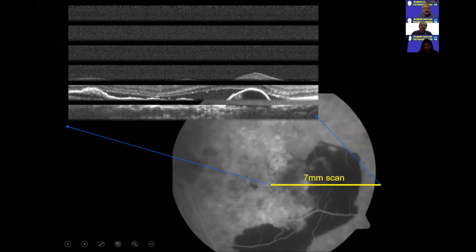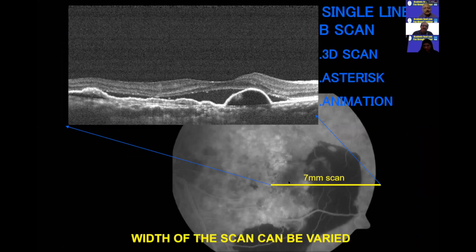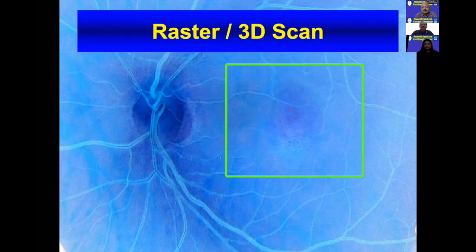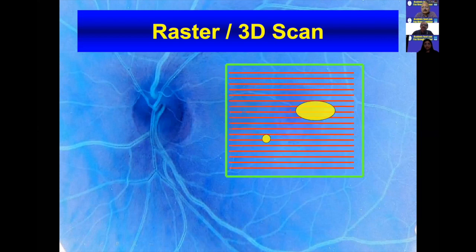A variety of protocols are available. The width of the scan can be varied as per the requirement of the clinical situation. The radial scan is done at the center of the macula. There are chances of missing the lesion if you are doing a radial scan, but the advantage of radial scan is that it is quick and the resolution is slightly more than the raster scanning. If you don't want the lesions to be missed, then it's better you do a raster or a three-dimensional scan, where the scanning is done from above downwards of the macular area. There are no chances of missing the lesion in raster scanning.